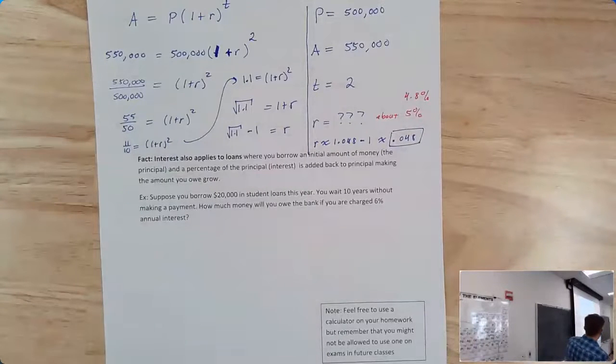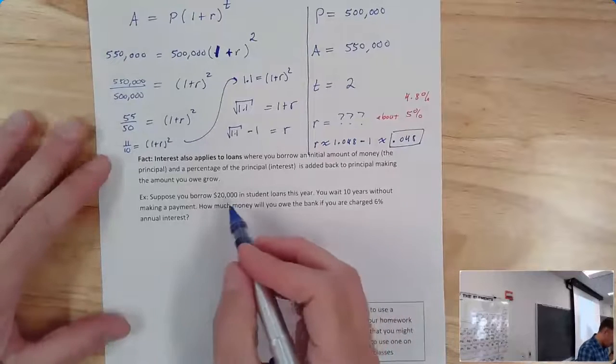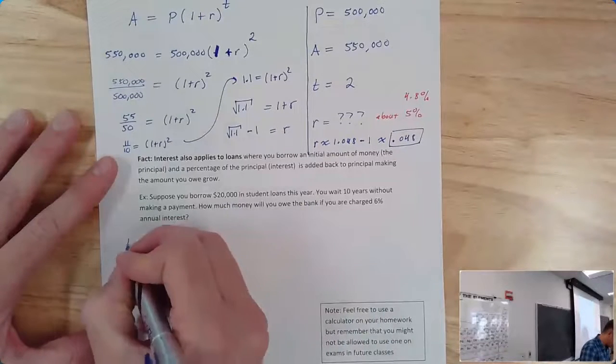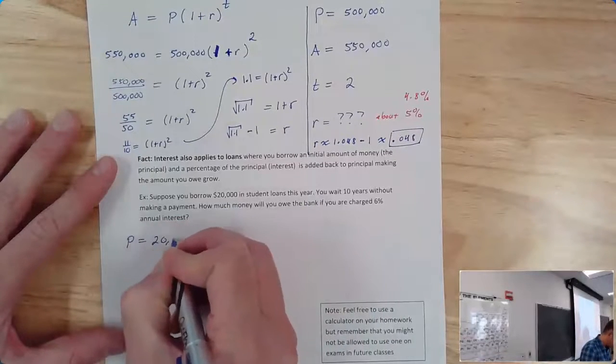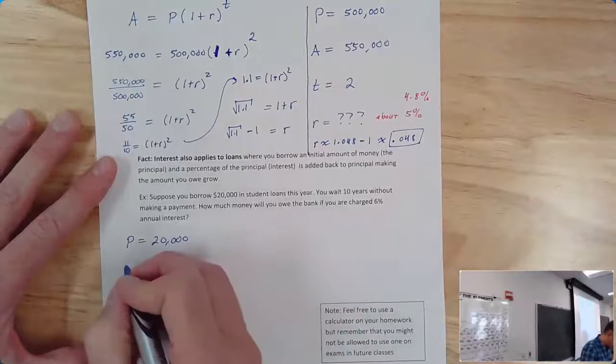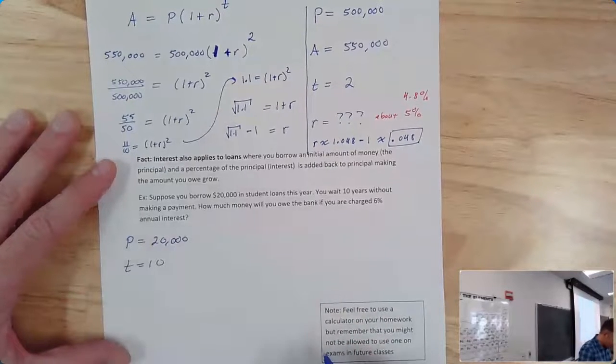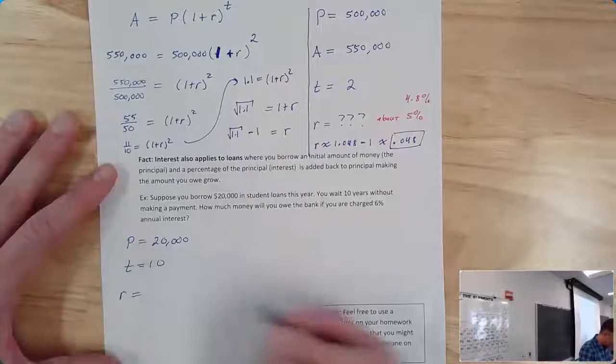So suppose we borrow $20,000 in student loans this year, which seems like, unfortunately, not an unrealistic amount. You wait 10 years without making a payment, and the loans are not deferred. How much money will you owe the bank if you were charged 6% annual interest? So again, the numbers really mean the same thing. Here, we're borrowing 20,000, so our principal is 20,000. The time is 10 years. The interest rate is what?